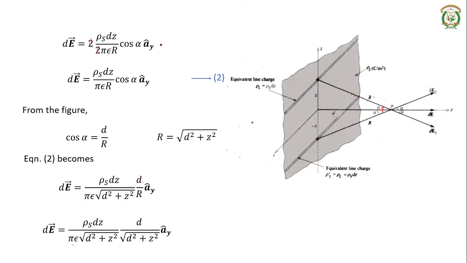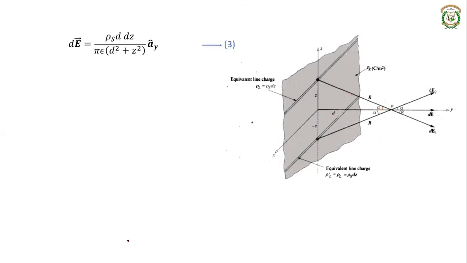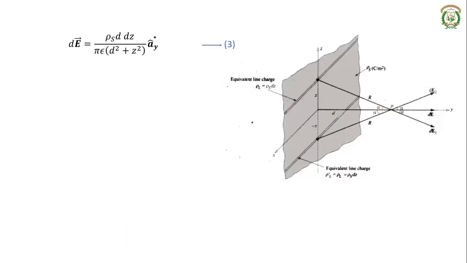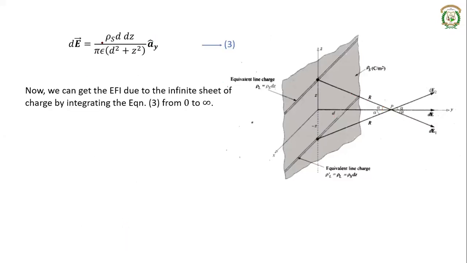Now in the denominator, we have square root of d square plus z square multiplied by square root of d square plus z square, which in fact will become d square plus z square, right? And d from the previous, this I have written in a single term, rho s into d dz divided by pi epsilon into d square plus z square. So this is the electric field intensity at the point P due to two symmetrical infinite line charges, right, which are in the xz plane.